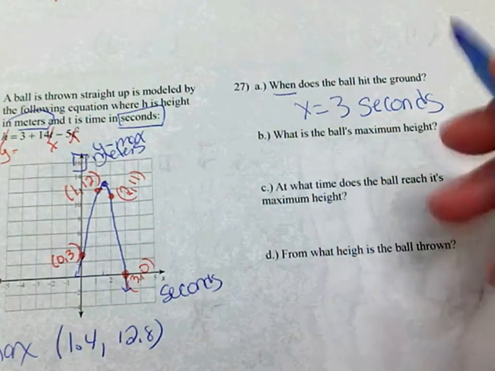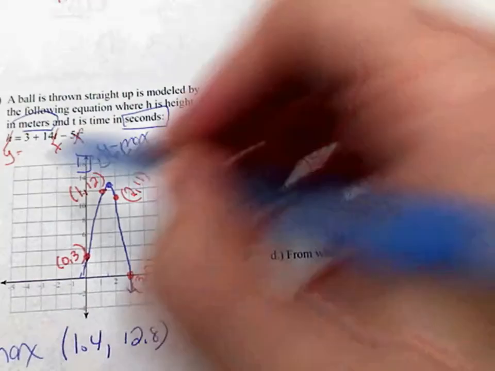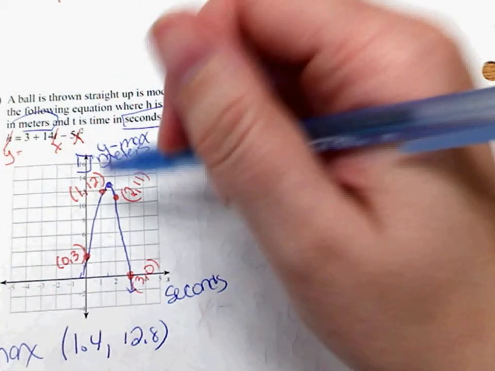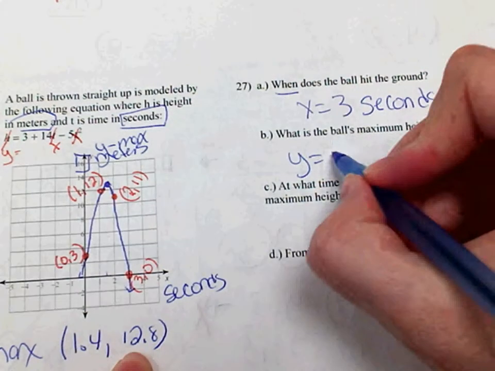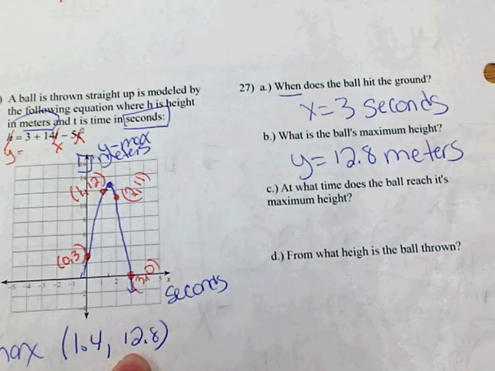What is the ball's maximum height? Maximum height is going to be Y, because height is meters. Which point on here is the point we're looking for? The blue point, right? What's the Y for that blue point? It's 12.8 meters.